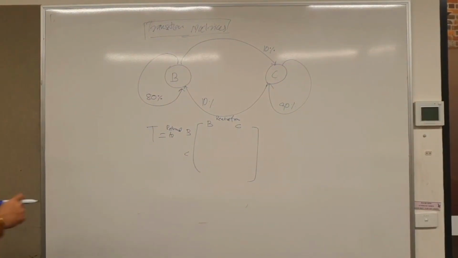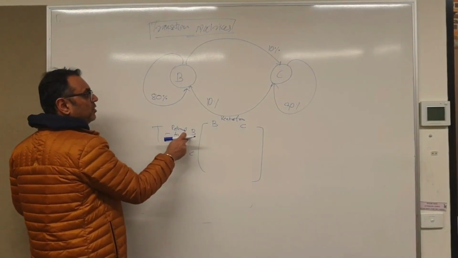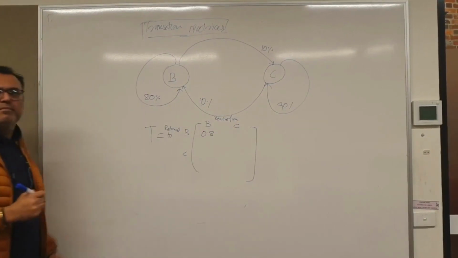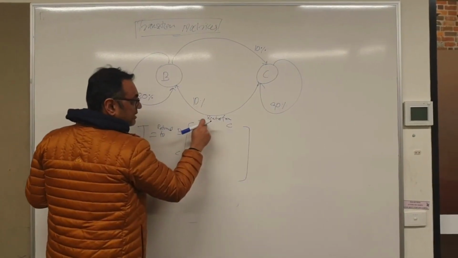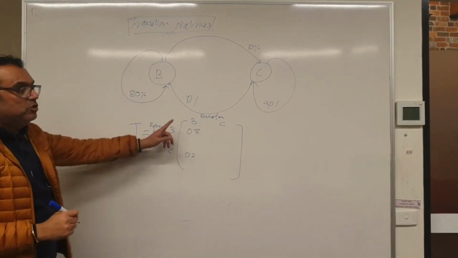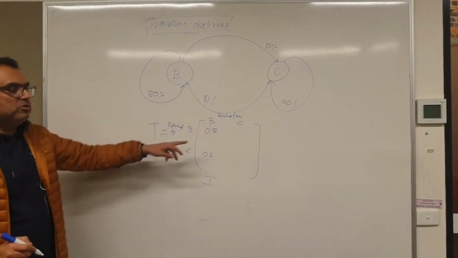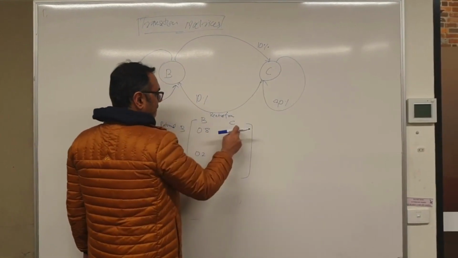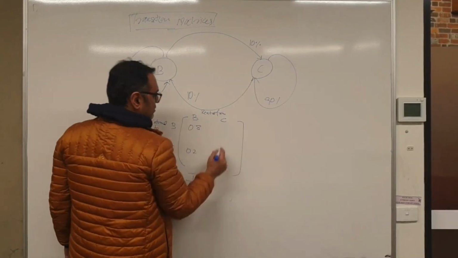Now let's put these numbers here. Rented in Bendigo, returned to Bendigo: 80%, 0.8. Rented in Bendigo, returned to colic: 0.2. Your column total should always be 1. I don't care about the row totals. Rented in colic, returned in colic: 90%.